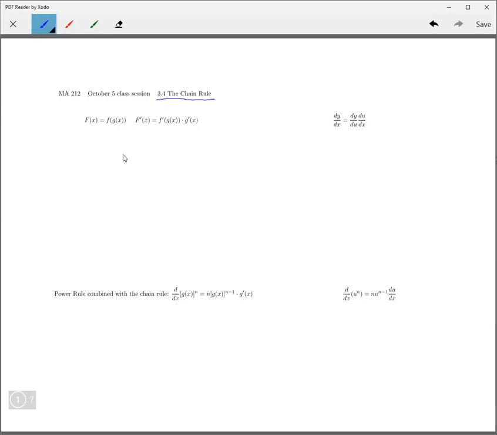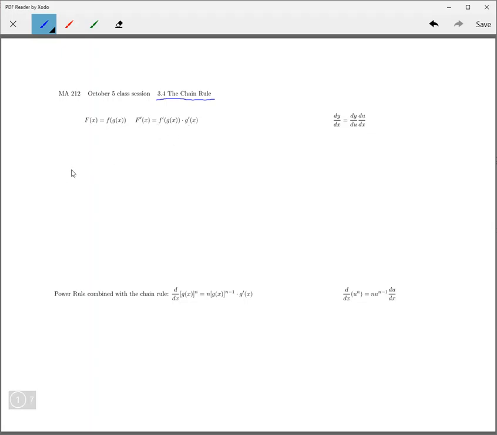The chain rule. And this is probably one of the most important rules for taking derivatives that you're going to have in this class. Probably the most important rule for taking derivatives in this class. So the idea is if you have a composition of functions, then the derivative of that composition is done according to this formula.